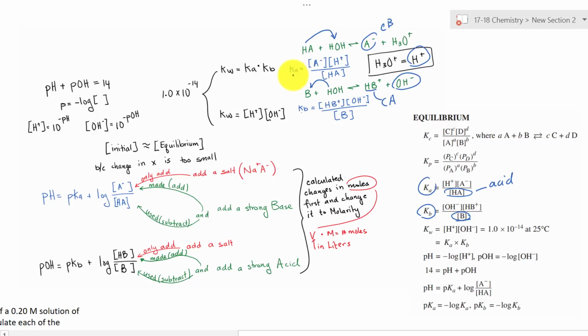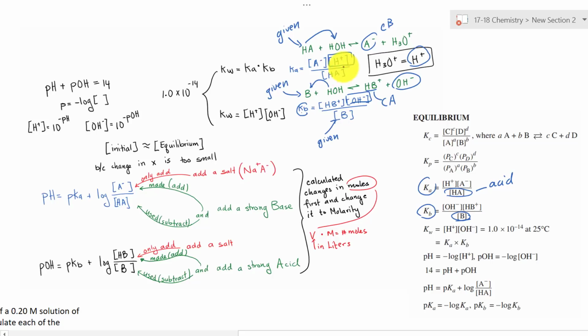And if we are given our Ka value as well as the concentration of the acid, we can actually solve for the H+. Or for the Kb, we can actually solve for OH- if we're given Kb as well as the concentration of the base. To do that, you use the ICE table, of course.